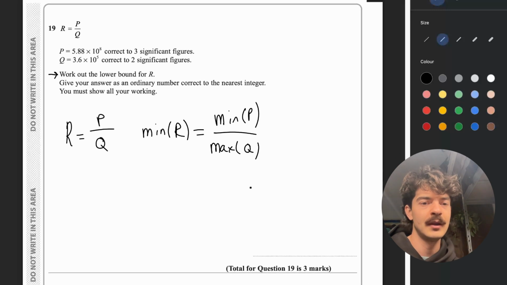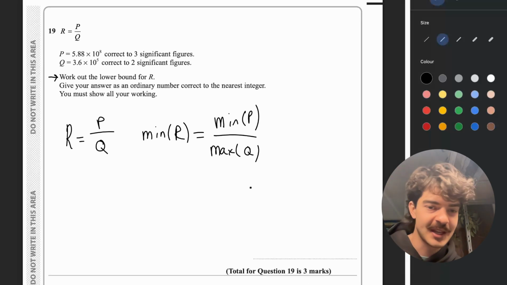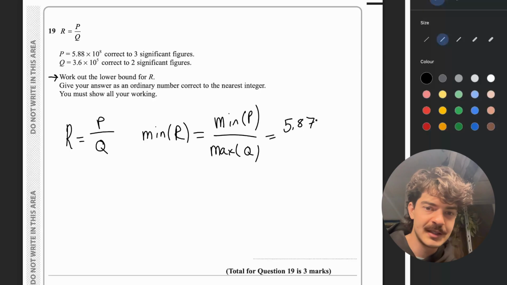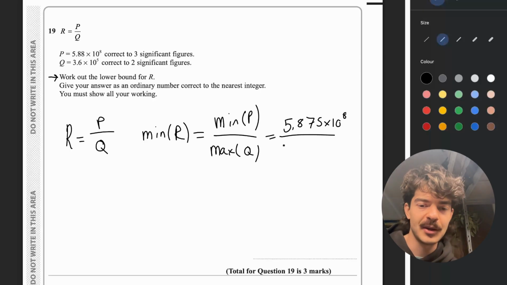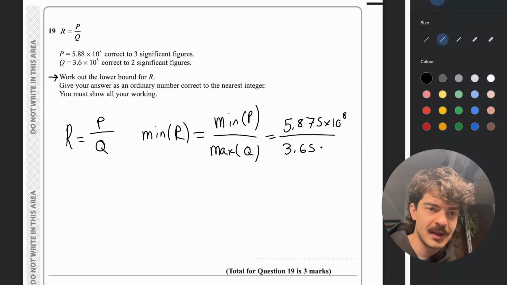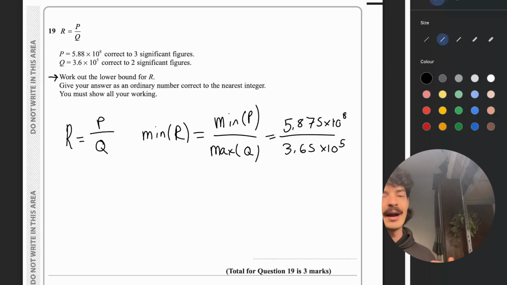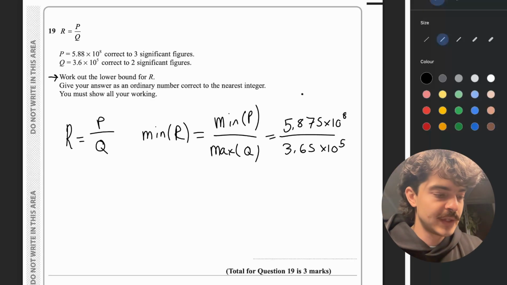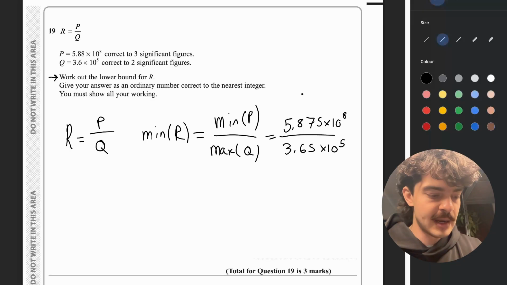Cool. So let's think about this. What's going to be our minimum of P? Well, rounded to 3 significant figures, this can become 5.875 times 10 to the 8. And our denominator, rounded upwards, can become 3.65 times 10 to the 5. Our standard form figure's not changing because we're not messing with the decimal place. So we can put this into our calculator and figure out what value we'd get from that.